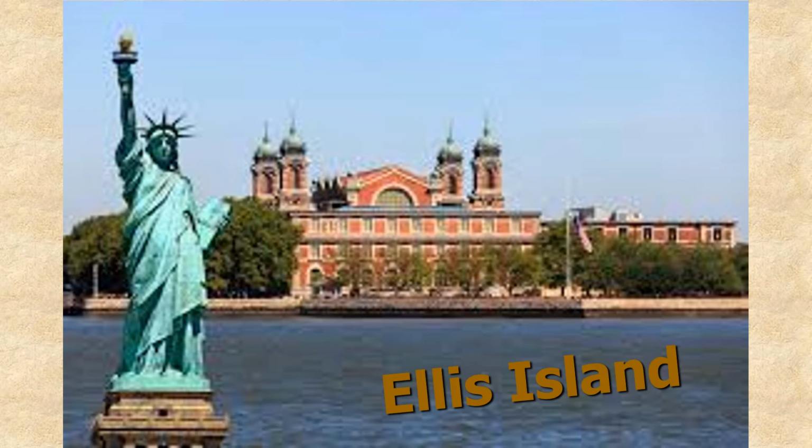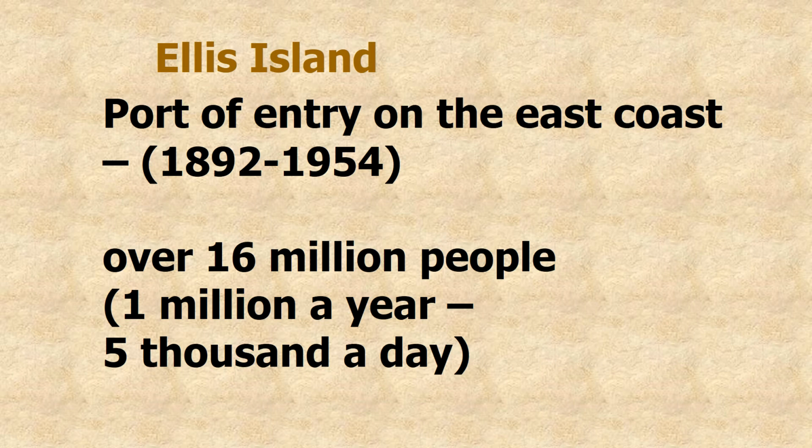This is what people saw when they were coming into the United States. For those of you who've never been to New York City, it is a beautiful sight. So the boats are coming in, and they see this symbol of freedom, our Statue of Liberty, and they will be processed at Ellis Island. During this period of time, 1892 to 1954, over 16 million people are processed at Ellis Island.